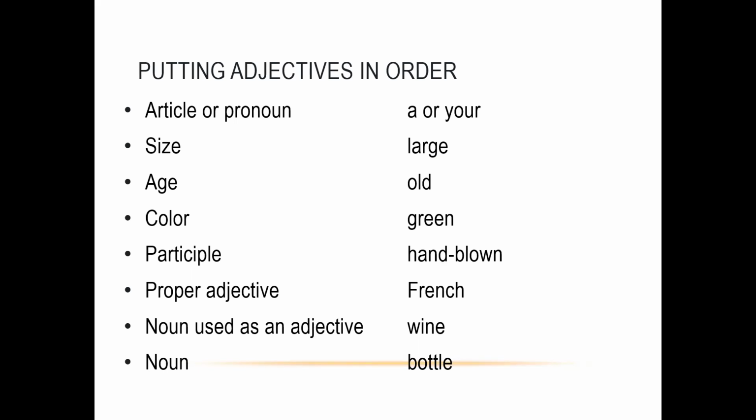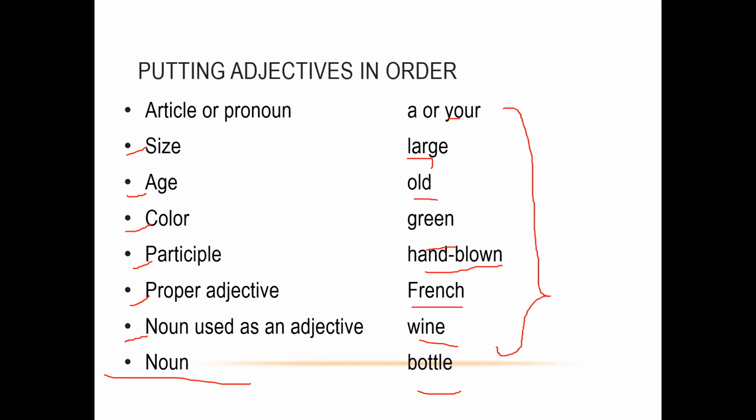Then next is the size. So size yung next nyo. After that is the age, and then the color, the participle, the proper adjective, noun used as an adjective, and then the noun. So if you read it, your large, old green, hand-blown French wine bottle. All these words to describe the noun bottle. Your large, old green, hand-blown French wine bottle.